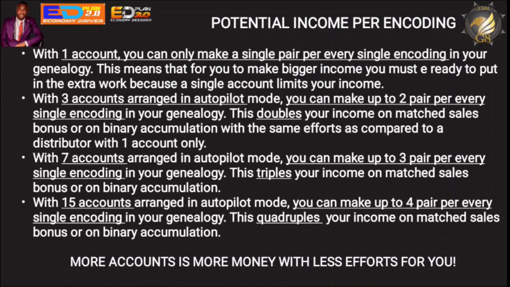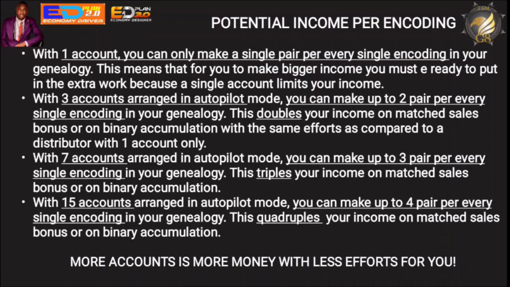With 3 accounts arranged in autopilot mode, you can make up to 2 pairs per every single encoding in your genealogy. This doubles your income on match sales bonus or on binary accumulation with the same efforts as compared to a distributor with only 1 account. With 7 accounts arranged in autopilot mode, you can make up to 3 pairs per single encoding in your genealogy. This triples your income on match sales bonus or on binary accumulation.